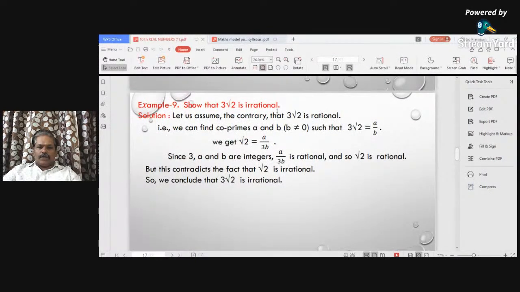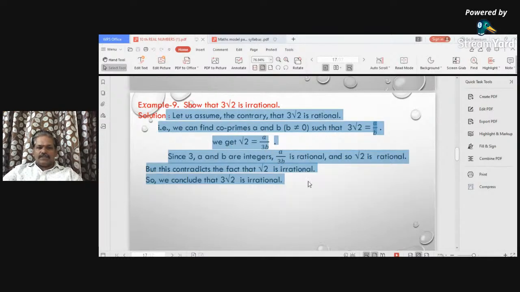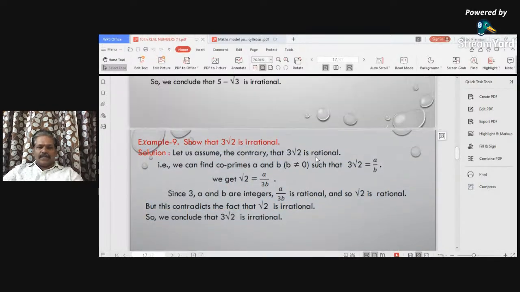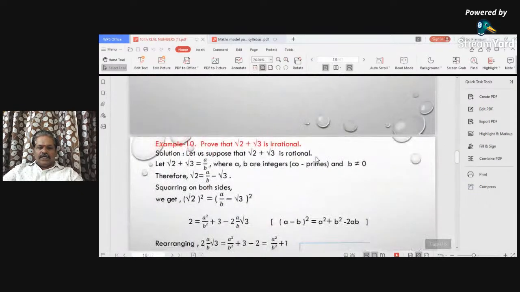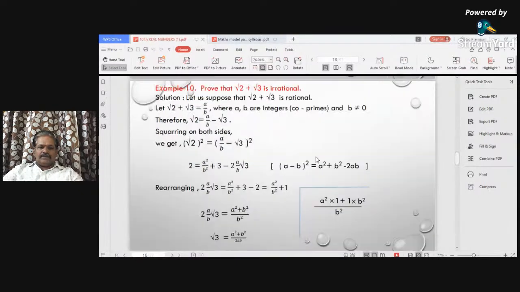Similarly, we have one more problem. Show that 3 root 2 is an irrational number. So by going through this video, you can understand. You can take the screenshots. Next, we have one more 8 marks problem, that is example 10.